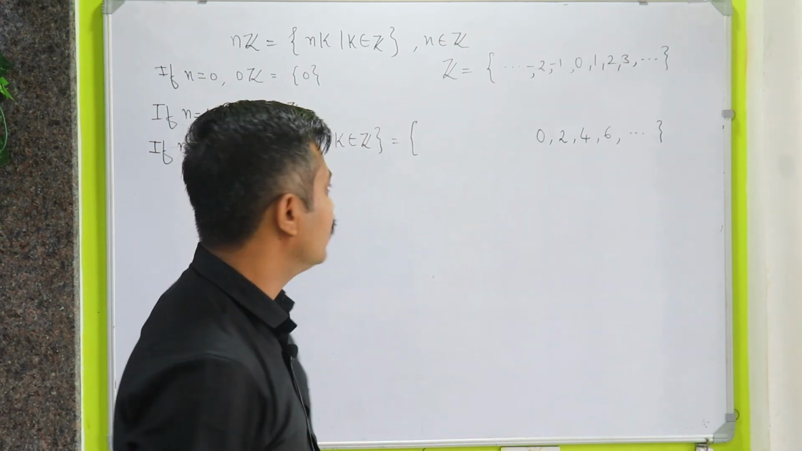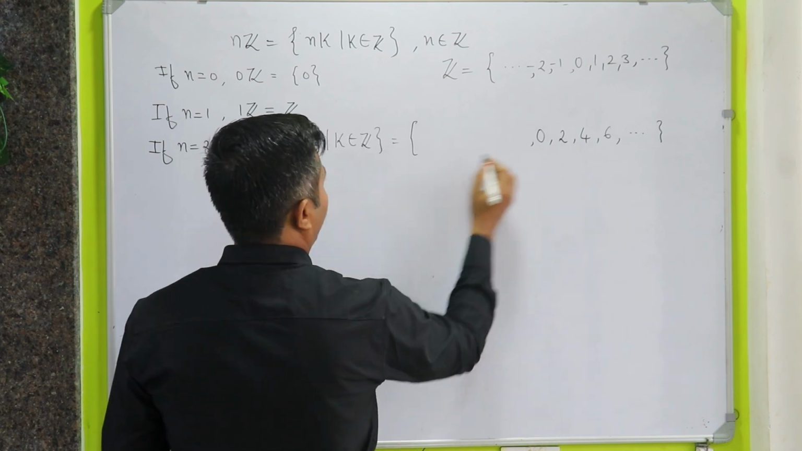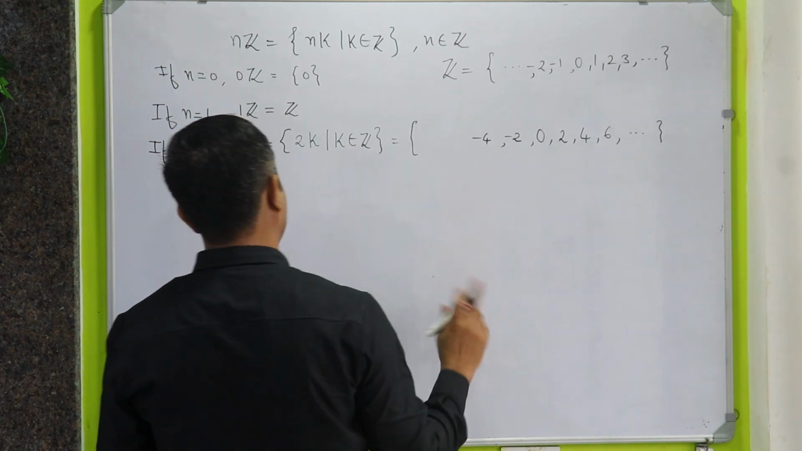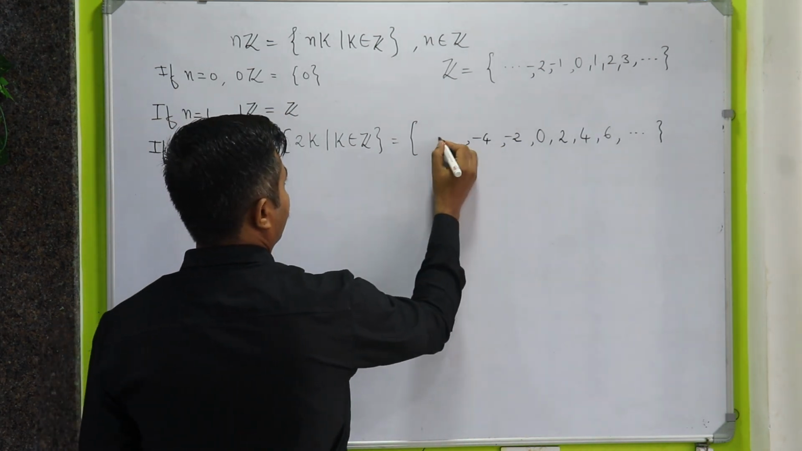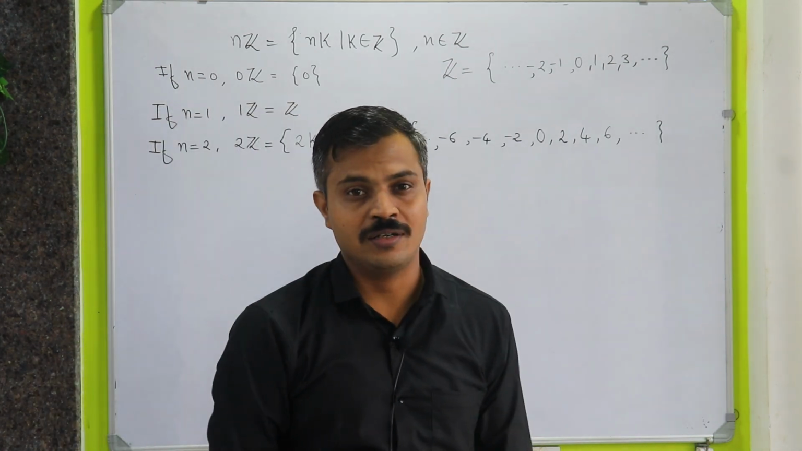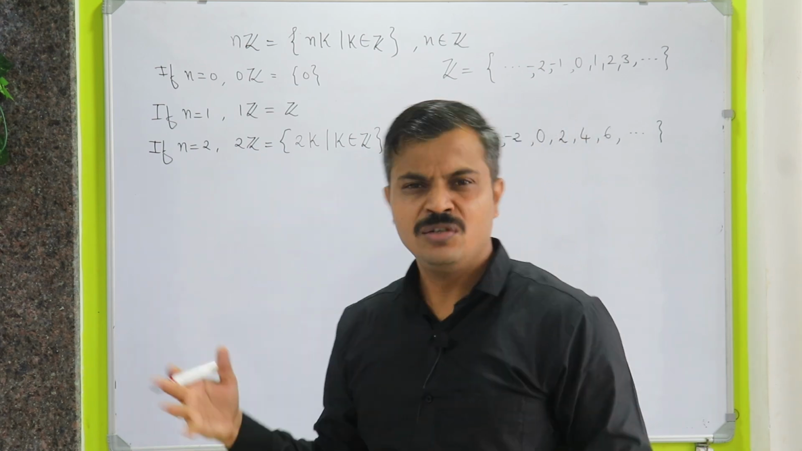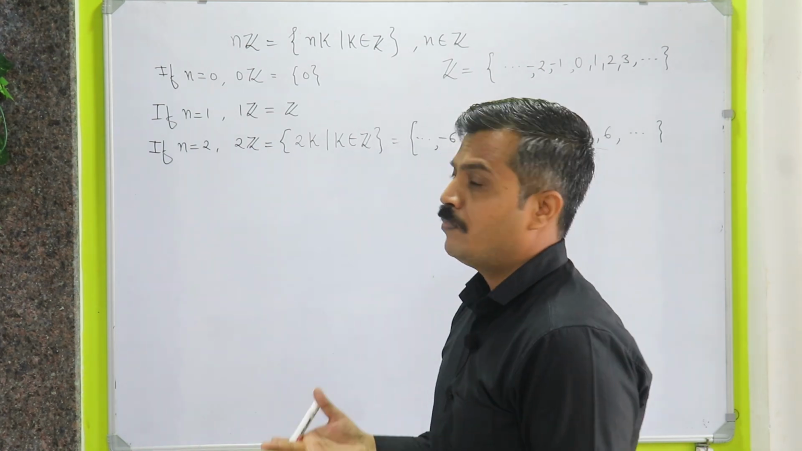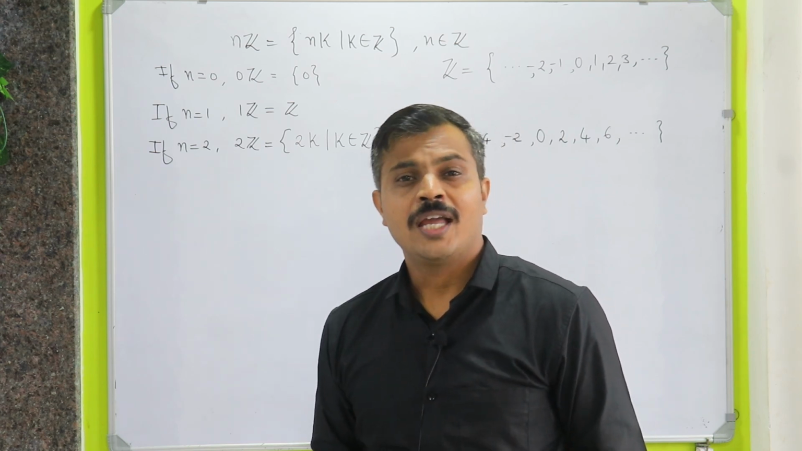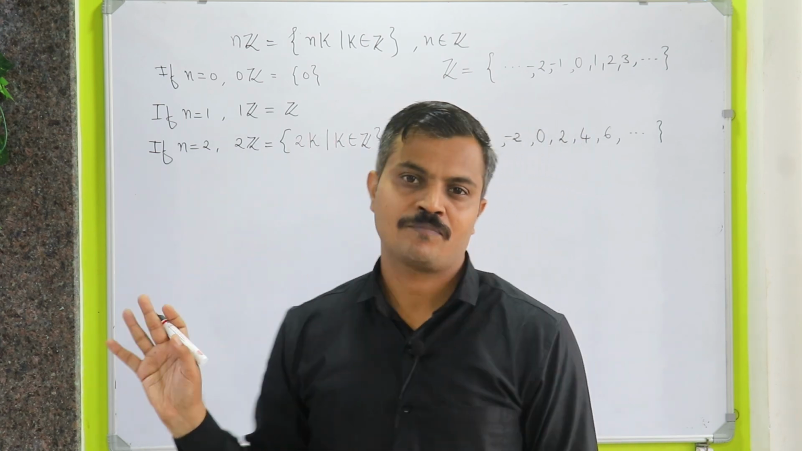What about on the negative side? If I put my value of k as -1, what will I get? -2, then this will be -4, then this will be -6 and so on. So this is nothing but 2Z. Similarly, if I put any value of n here, negative values also work. If I put any value of n, let us say n is equal to 100, still we will be able to get a subgroup of Z, and that is nothing but 100Z, right?